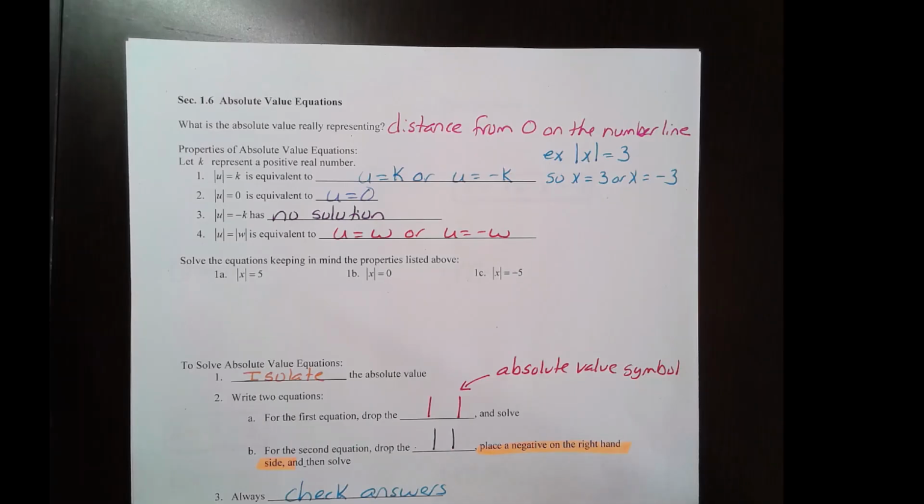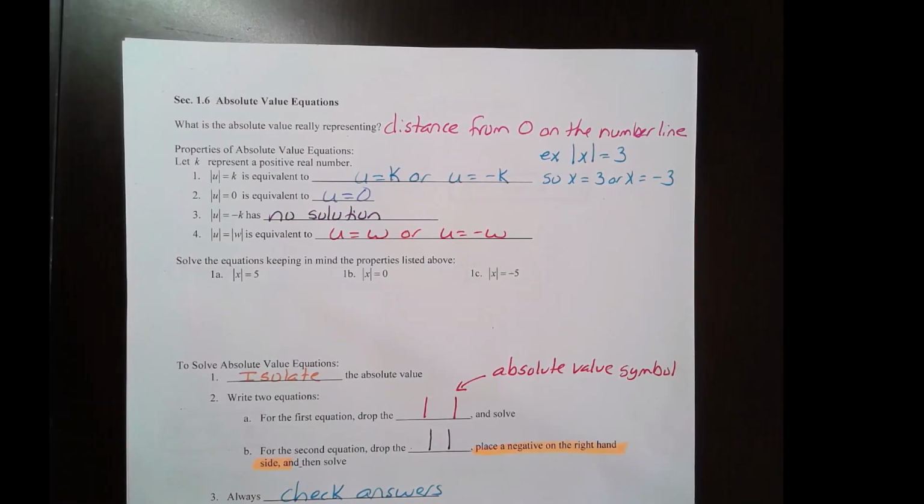Section 1.6, absolute value equations. So what does absolute value really represent? It's the distance from 0 on the number line.